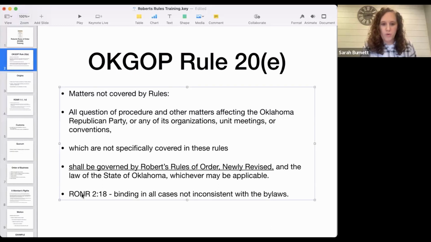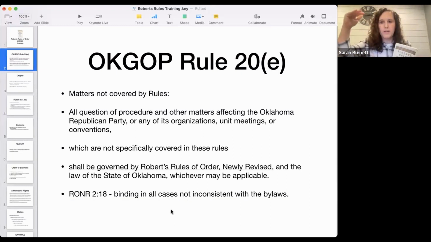And then if you go to Robert's Rules of Order, Section 2, paragraph 18, it says that this book is binding in all cases that it's not inconsistent with the bylaws. So the bylaws are the authority, and after that, Robert's Rules of Order is the authority. It says that it's binding, and that's important because you don't want to be able to pick from one section of the book and not the other. And it's very specific. There are overarching principles, but they've built this book out to cover a lot of other topics so that we have specific information on a bunch of different things.